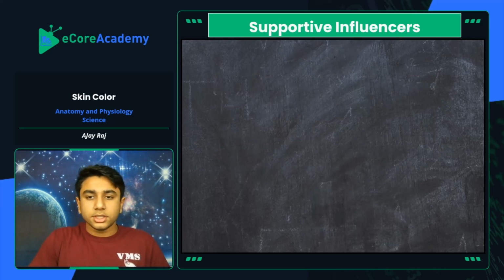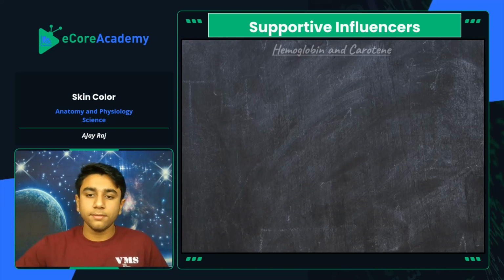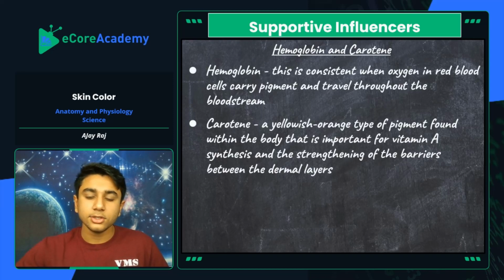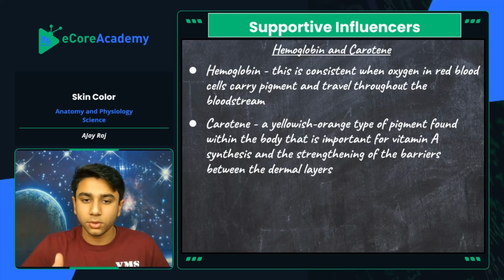This is a little snippet that I wanted to add, but this is supportive influencers, some things that you might not necessarily see, but this is something that I wanted to include. So this includes hemoglobin and keratin. So hemoglobin, this is consistent with oxygen and red blood cells carry pigment and travel throughout the bloodstream. So this is a faster way that actual pigment travels, of course, your melanocytes and pigment itself. They travel on top of red blood cells.